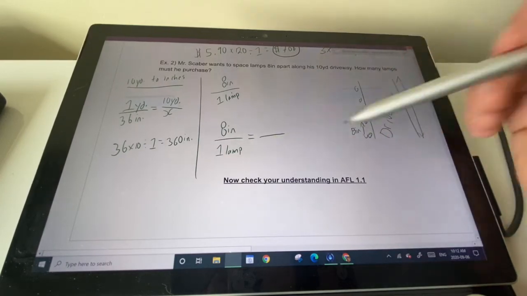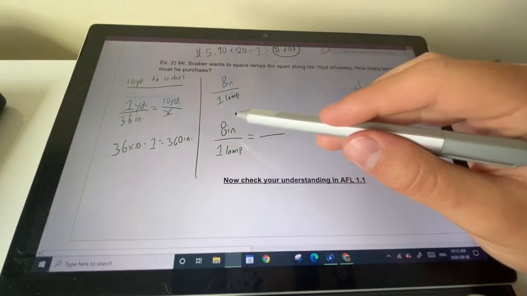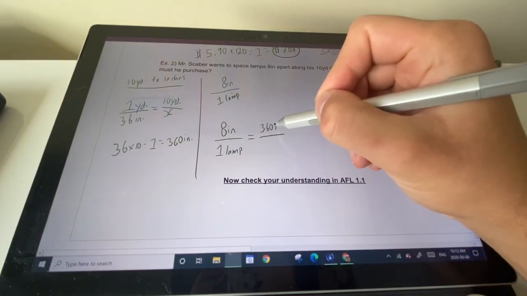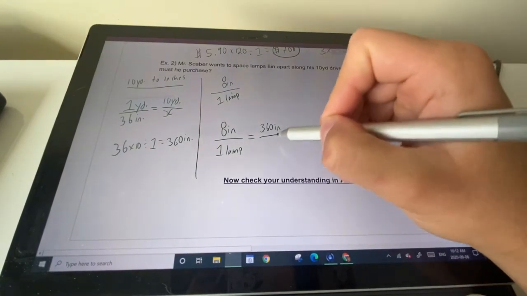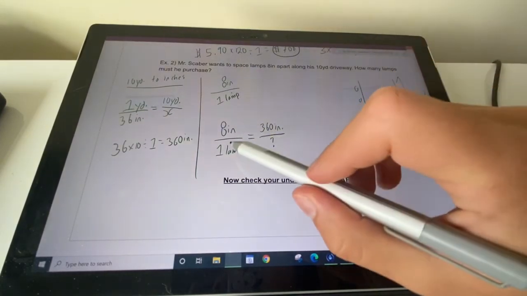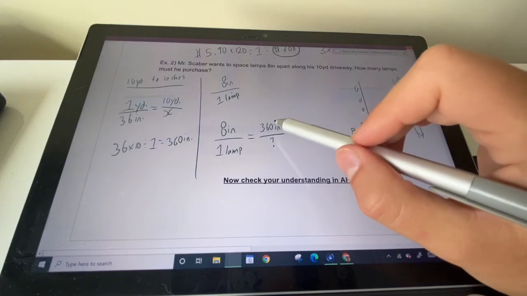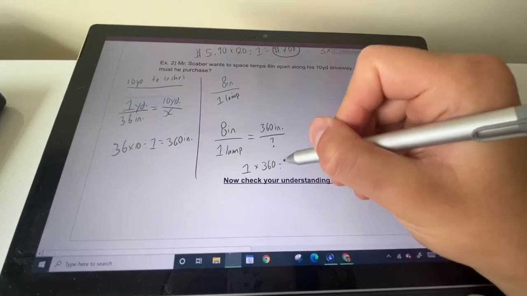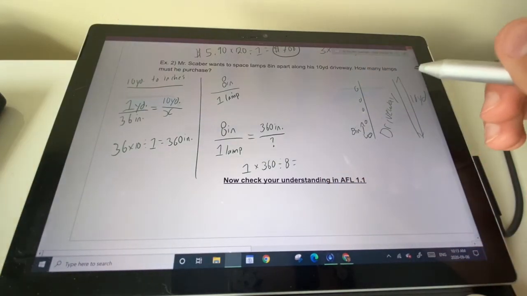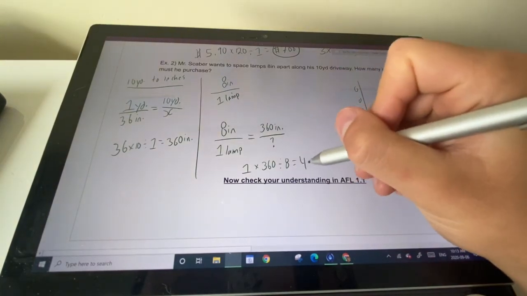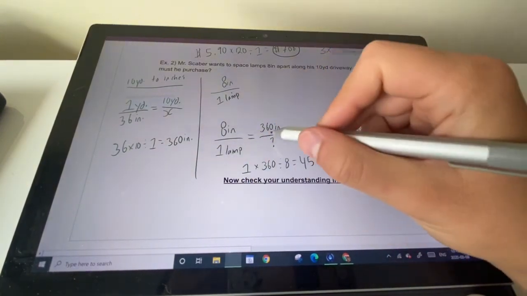Now we need to figure out how many lamps we need to fit there. Well, we know every lamp needs 8 inches. We're dealing with 360 inches. And the question mark is, how many lamps do we need for that amount of space? Again, cross multiply, divide. 1 times 360 divided by 8. And that's going to give me 45. And that's measured in lamps because it's on the bottom.